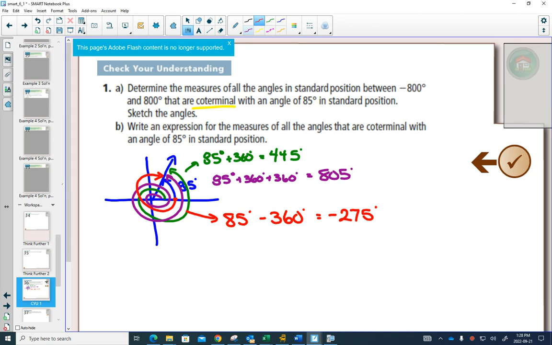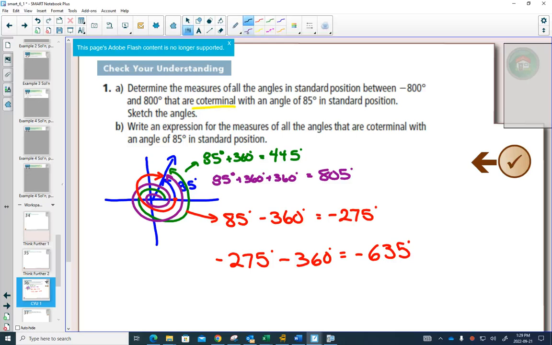If I subtracted 360 again, can you see that every time you add 360 to an angle or subtract 360, you're going to end in the same place? Because if you're pointing in one direction, 360 means around, and you would end in the same place. So if I did another one, starting with negative 275 and subtracting 360 degrees again, I would get negative 635 degrees. If I subtracted 360 again, I would be past negative 800.